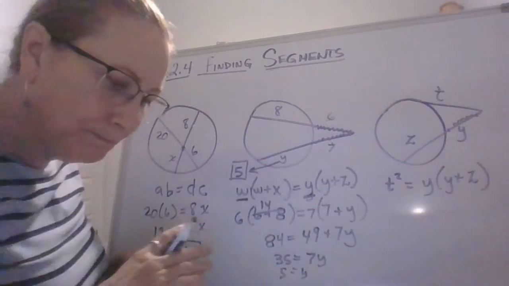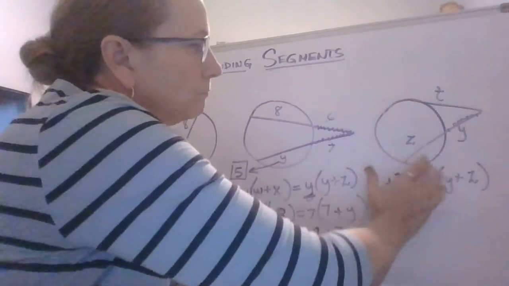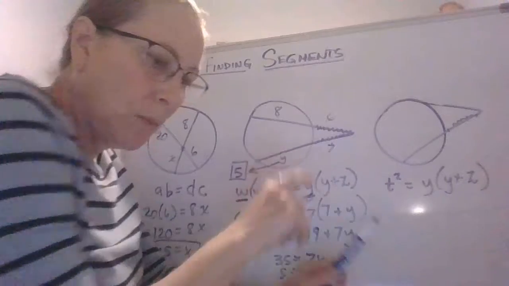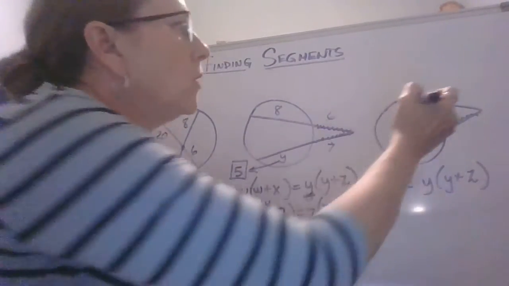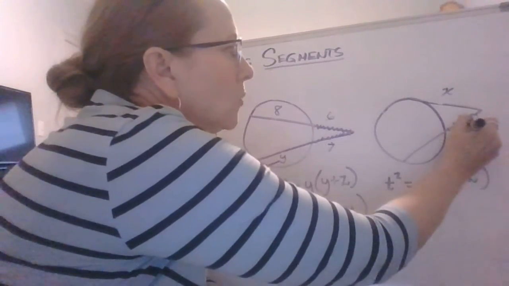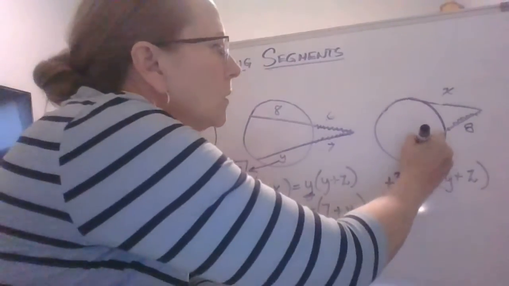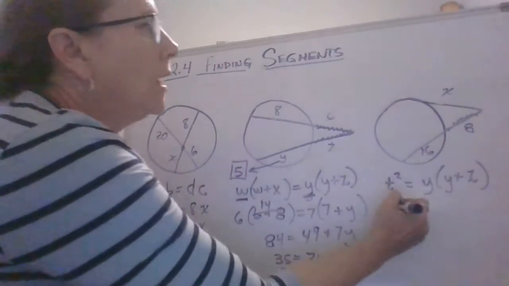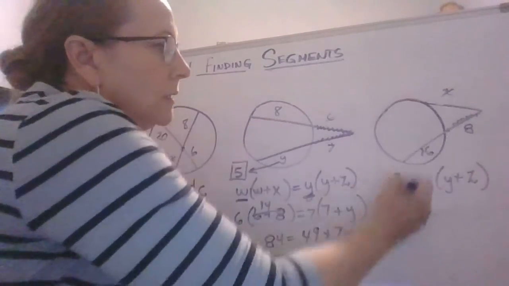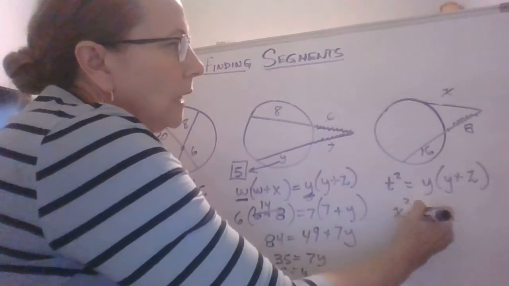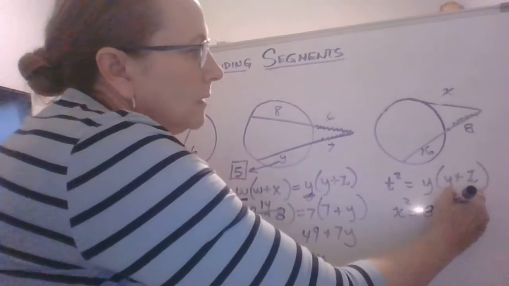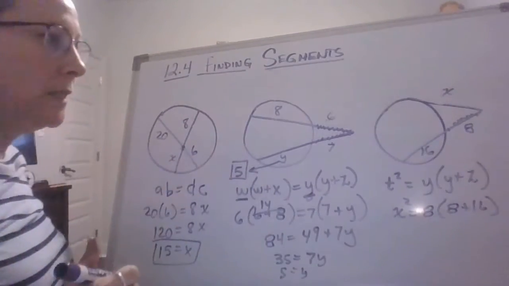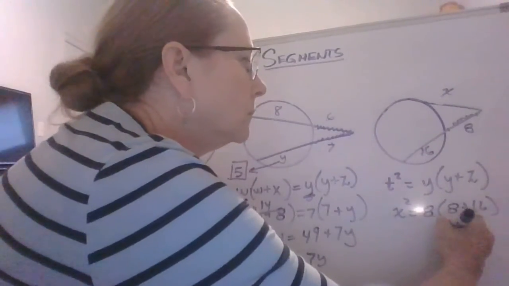Or let's go ahead and call that X so we don't get it mixed up with our letters here. We're going to solve for X. And this is going to be 8. And this is going to be 16. So in this case, our tangent is X. So X squared is equal to 8 times 8 plus 16. So 8 plus 16 is 24.